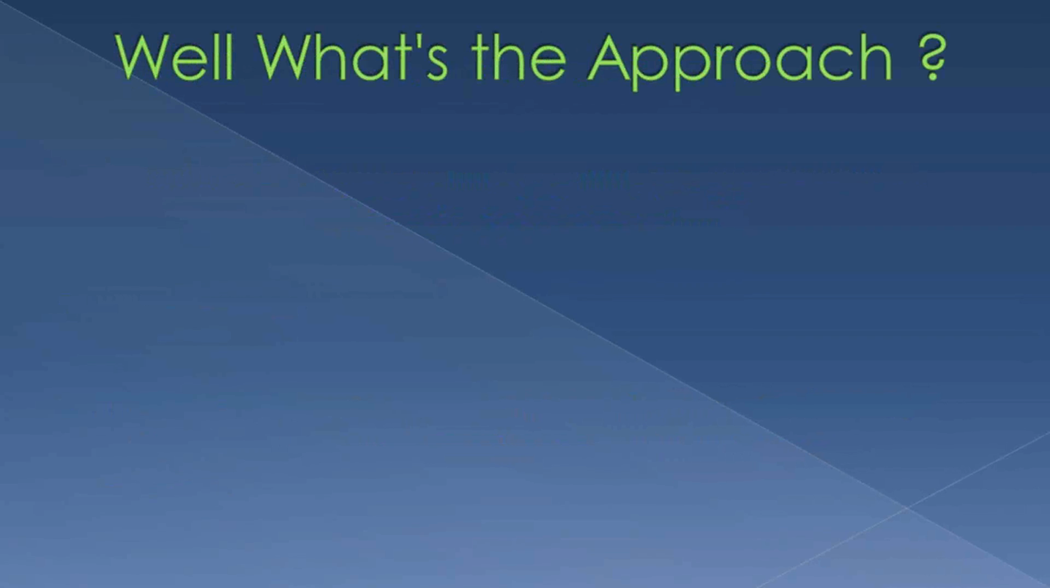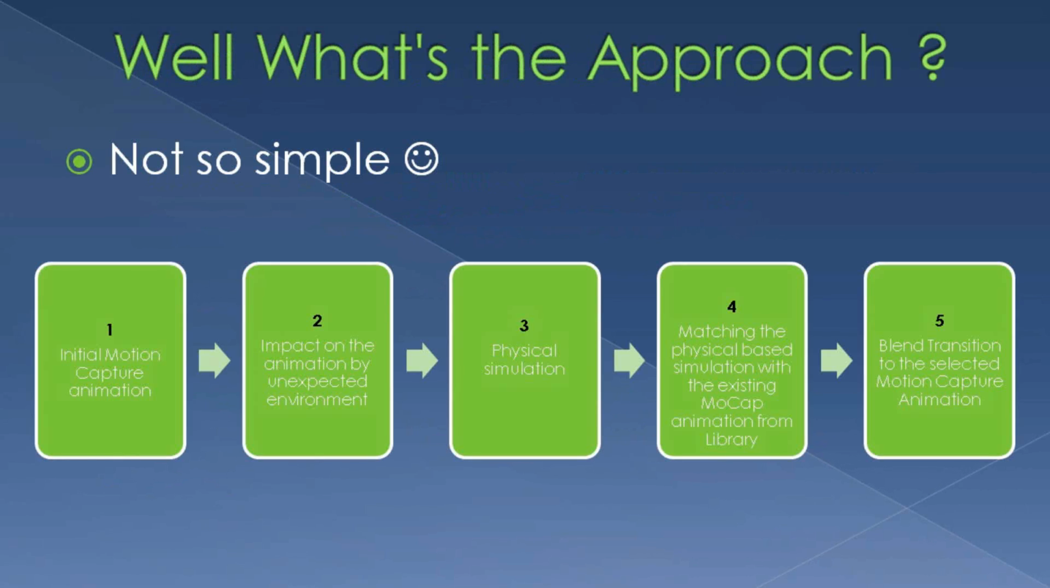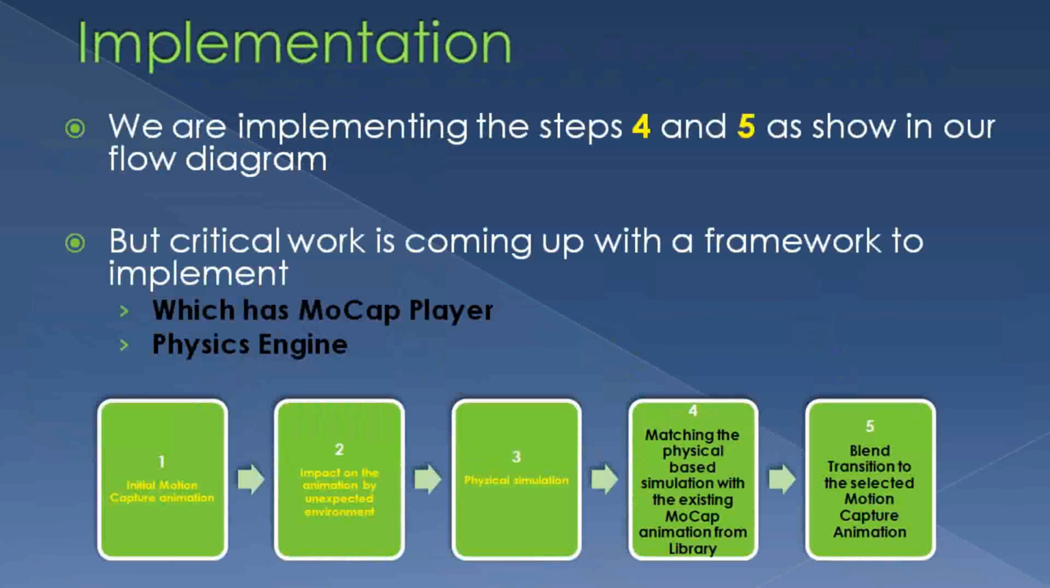We can basically classify the approach into 5 steps. The first step is that an initial impact is applied onto the character, and we react to it by simulating a particular portion of the animation with a physical simulation, finding a closest match, and blending the initial motion to a target motion. We are trying to implement steps 4 and 5 from the flow diagram.